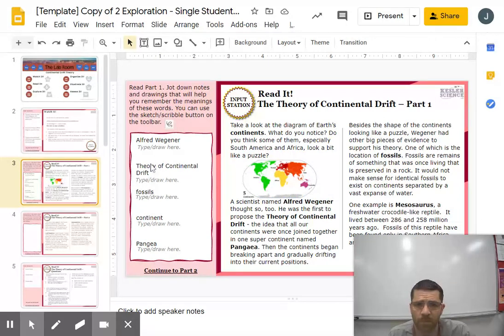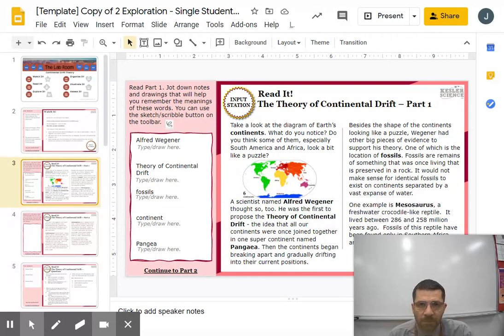And this theory was produced by Alfred Wegener. And again, when you propose a theory, you have to have evidence to back it up. And one of the things we're going to look at today is those pieces of evidence that he used to back up his theory. All right, so the second question of the do now was, what is a fossil?